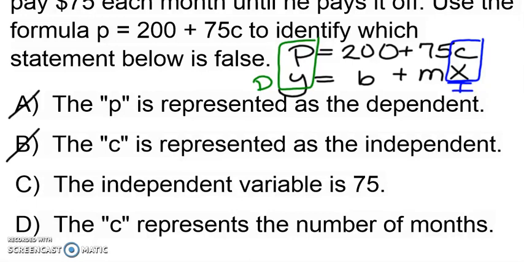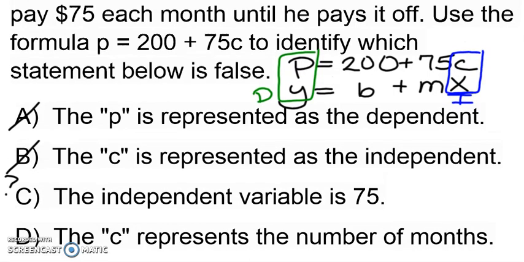The independent variable is 75. Well, 75 is lined up with the m, and we know that the m represents the slope, so that's a question mark. And then the c represents the number of months. Well, remember up above it says $75. If we have 75 here in our equation, the c has to represent something about the 75, which was each month. So technically, that is true. So the only one that is false is that the independent variable is 75.